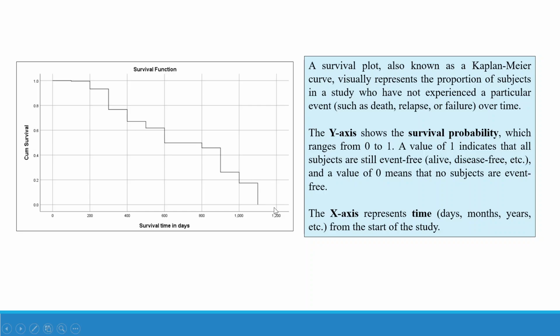It is gradually decreasing. A survival plot, also known as a Kaplan-Meier curve, visually represents the proportion of subjects in a study who have not experienced a particular event such as death, relapse, or failure over time. The y-axis shows the survival probability, which ranges from 0 to 1. A value of 1 indicates that all subjects are still event-free, alive, disease-free, and a value of 0 means that no subjects are event-free. The x-axis represents time, that is in days, months, years from the start of the study.